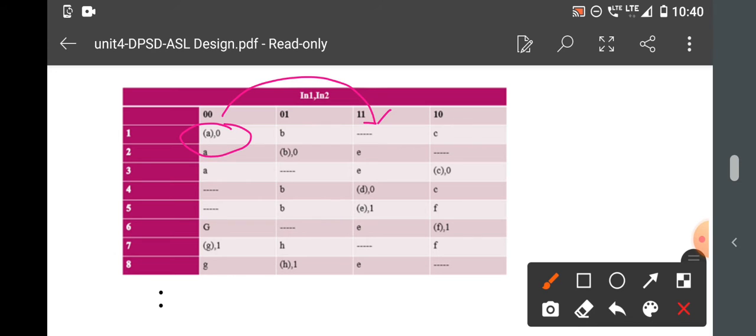So we call it an undefined variable or a don't care condition, and it is always denoted by dash dash. You don't know what value it may go to, because a 2-bit change is not allowed in an asynchronous sequential circuit. So the next one is C state.